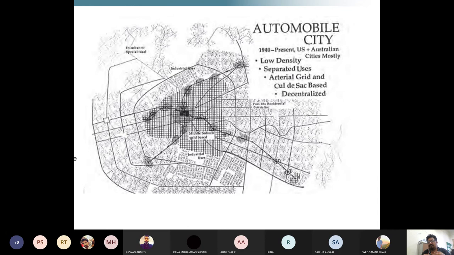Anyone else? Anyone wants to give an example from anywhere else? Shoaib, you wanted to say something?